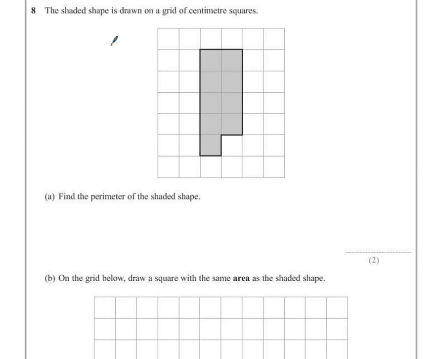Question 8. The shaded shape is drawn on a grid of centimetre squares. Part A. Find the perimeter of the shaded shape.